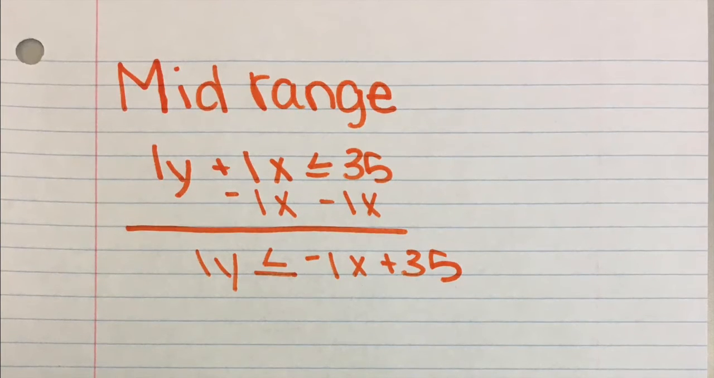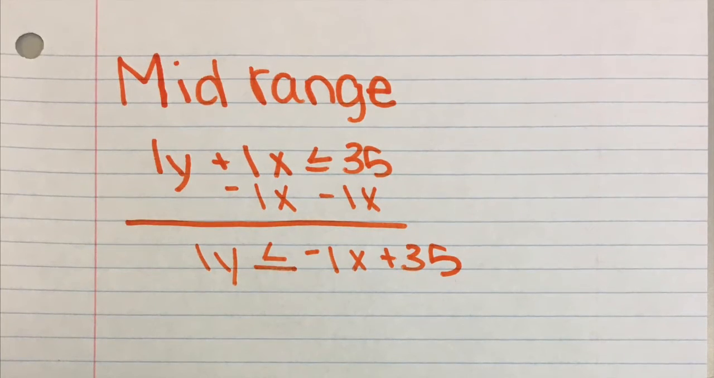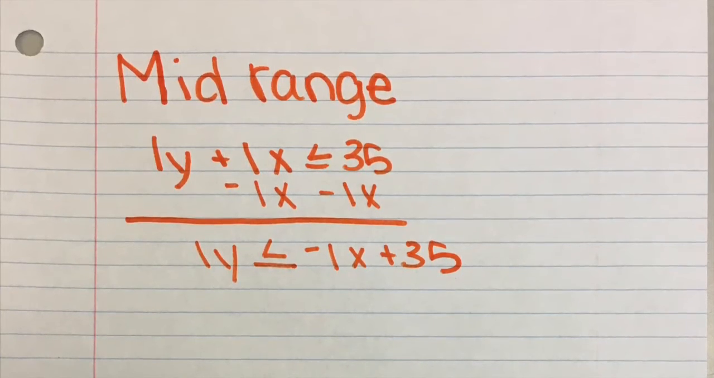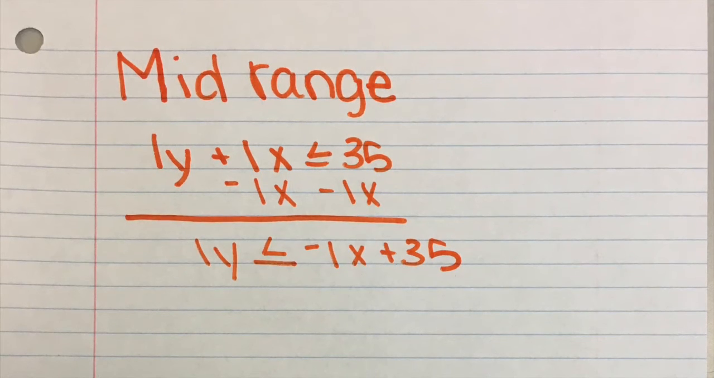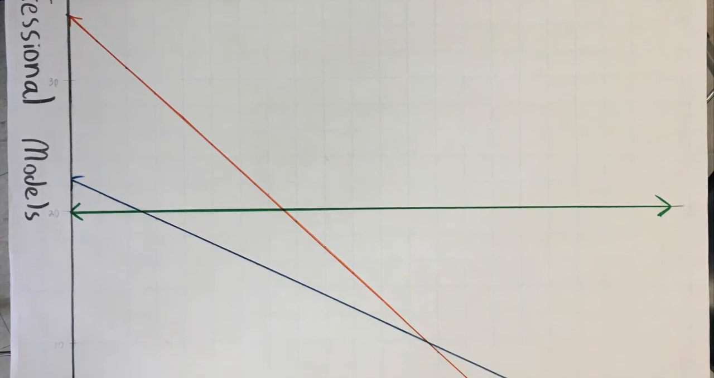Before graphing our mid-range constraint, we're going to turn it into slope-intercept form. We do this by subtracting 1x from each side to get y is less than or equal to negative 1x plus 35. After we've done that, we add the line to our graph.